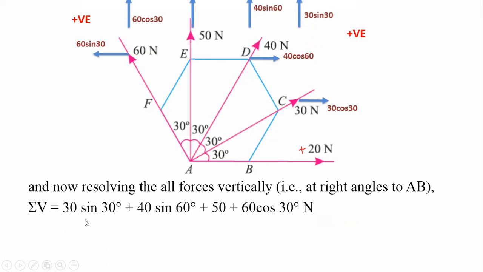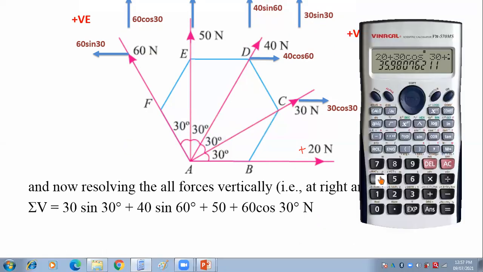Now let us take one by one. This 30 sin 30 plus 40 sin 60 plus 50 plus 60 cos 30. Now let's make the addition. 30 sin 30 plus 40 sin 60 plus 50 plus 60 cos 30.